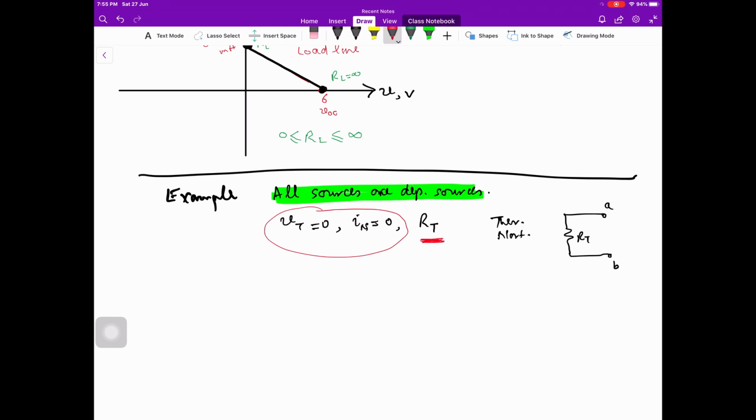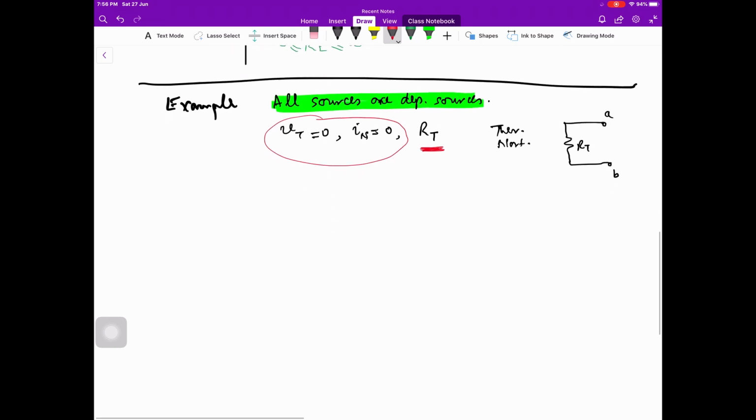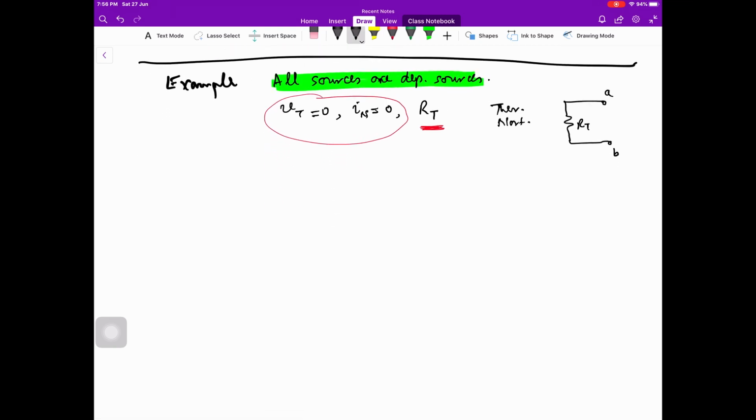I will repeat again, when all sources are dependent sources, the Thevenin equivalent and Norton equivalent both consist of only one resistance, and in case of the Thevenin equivalent it is the Thevenin resistance, and in case of the Norton equivalent it is the Norton resistance, and we know that both of these resistances are the same. Now I will draw a circuit which consists of only dependent sources.